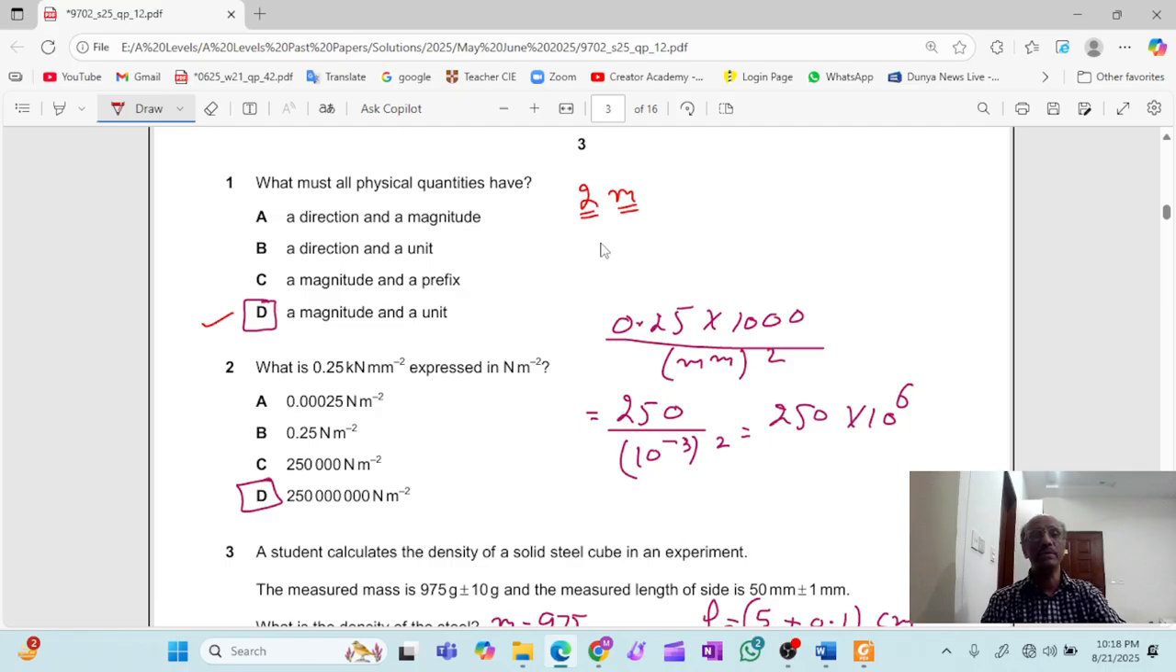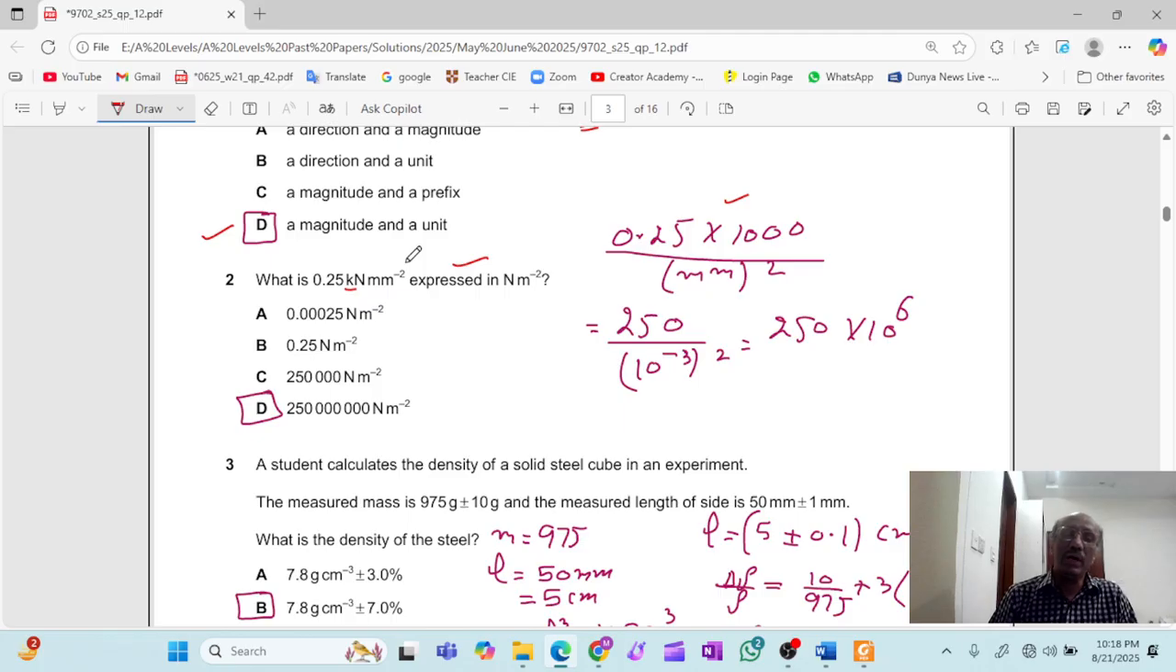Now question number two is related to conversion. It asks what is 0.25 kilo Newton per millimeter square expressed in Newton per meter square. Kilo will be replaced by 1000, then millimeter square will be in the reciprocal, and 1 millimeter contains 10 raised to the power minus 3, and then there is a square. After solving, we will get 250 times 10 raised to the power 6. So option D will match.